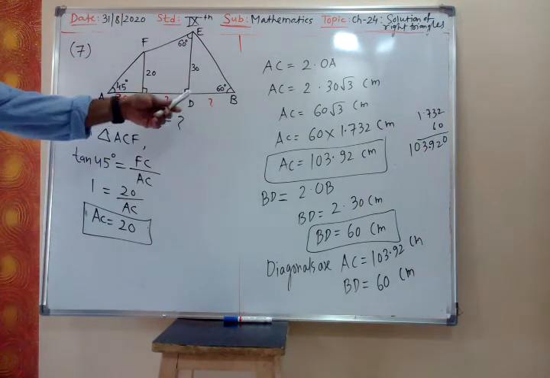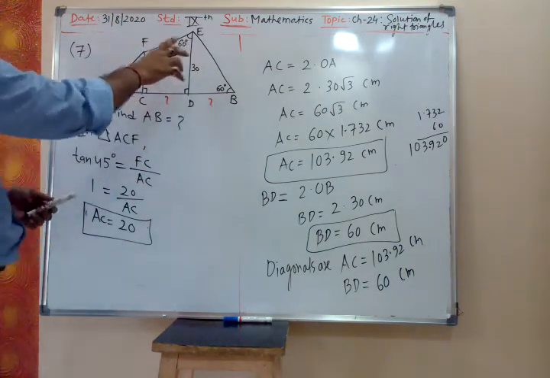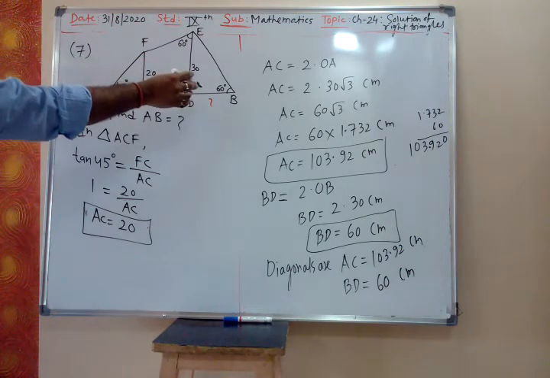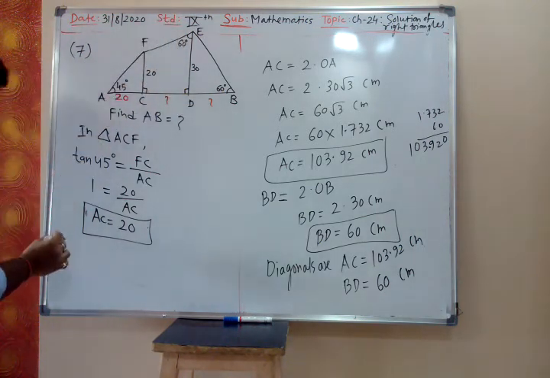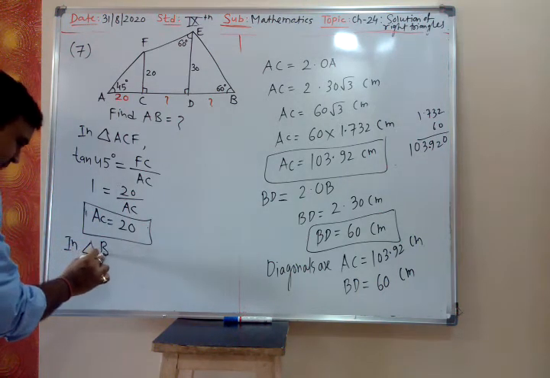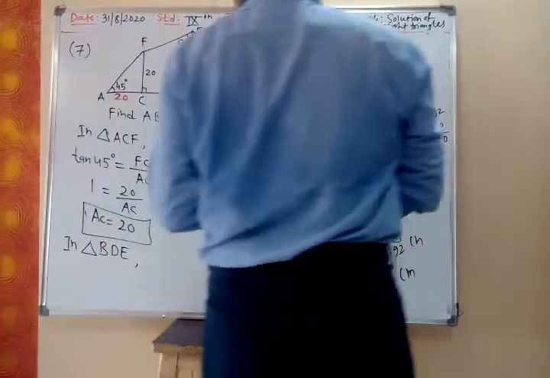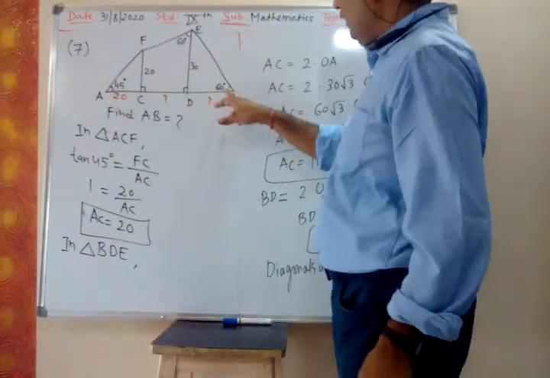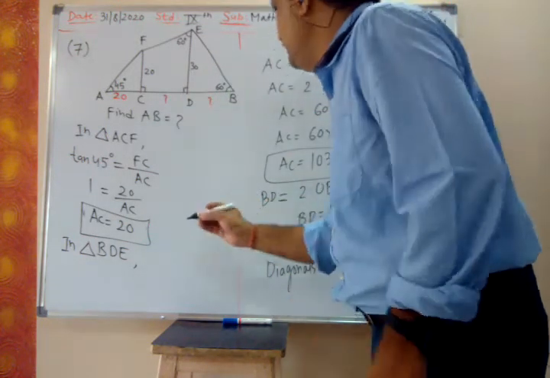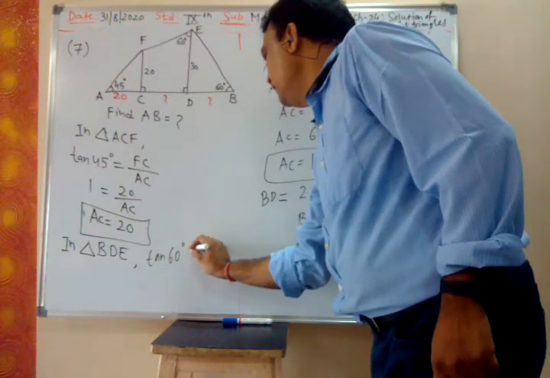Now let us find BD. So I will consider this smaller triangle. Are you getting? So I will consider triangle BDE. Now we want to find BD. Opposite is given, adjacent we want to find. So again we consider tan 60.